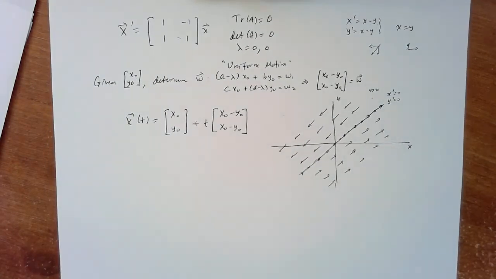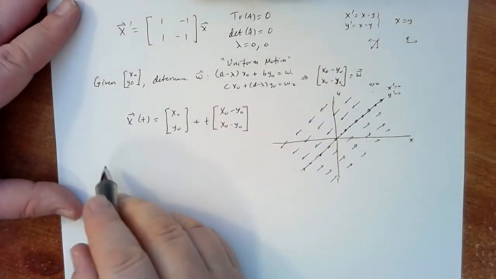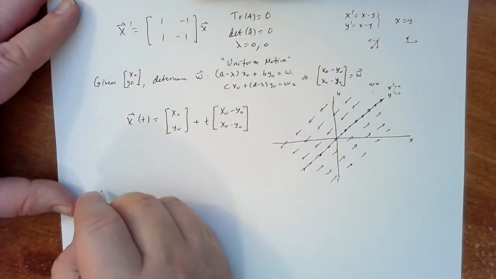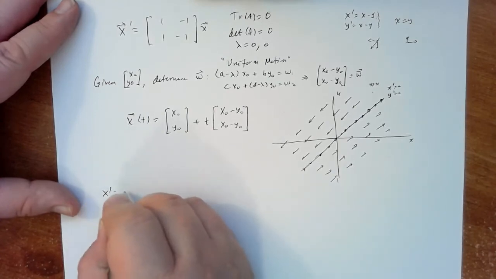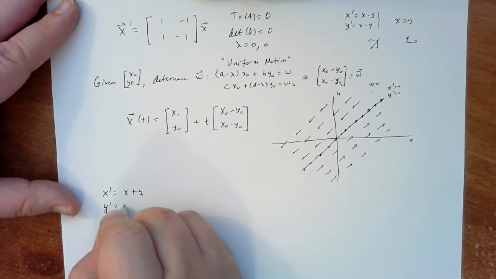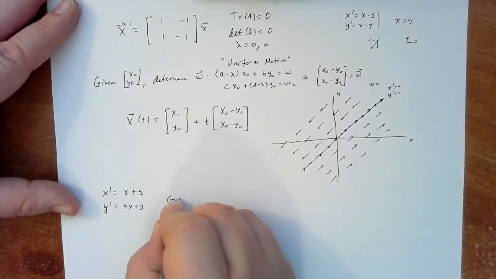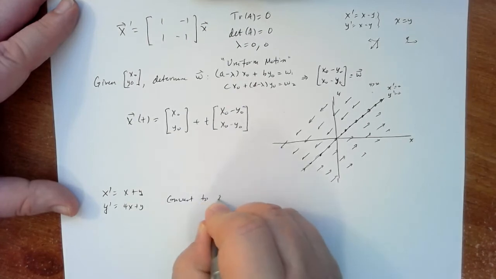I think we've got time for one more. Let me pause and get it set up. Okay, so maybe we'll do a conversion problem for this last one. So suppose that x prime equals x plus y and y prime is equal to 4x plus y, and we want to convert to second order.